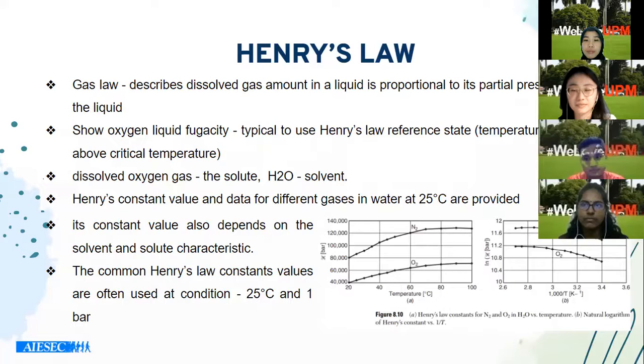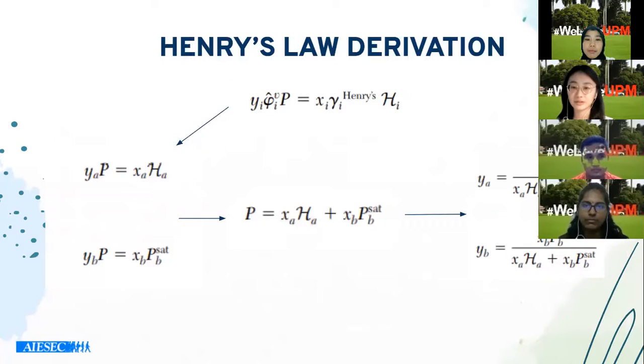It is typical to use Henry's law reference state where the temperature of the system is above the critical temperature. Commonly, dissolved oxygen gas is considered as the solute, while water is the solvent. Henry's law constant values can be found for different gases in water, typically at 25 degrees Celsius. The constant value also depends on the solvent and the solute characteristics. The common Henry's law constant values are often used at conditions of 25 degrees Celsius and 1 bar pressure.